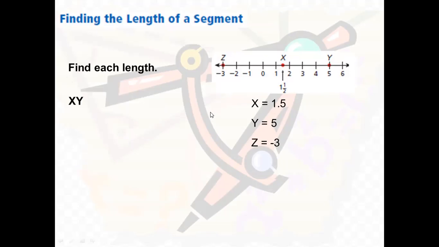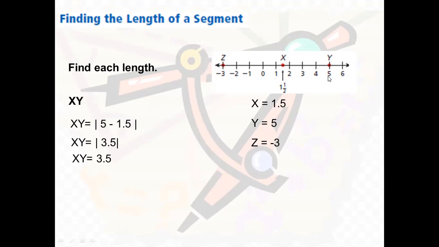XY. So we need to find the distance of X and Y. What is the first thing you need to do? Write that inside the absolute value. Now, you can do 1.5 minus 5, or you can do 5 minus 1.5. It doesn't matter, so instead of writing 1.5 minus 5, I wrote 5 minus 1.5. It means basically the same thing. There will be no difference. So 5 minus 1.5 will give you 3.5. The absolute value of 3.5 is going to be 3.5.